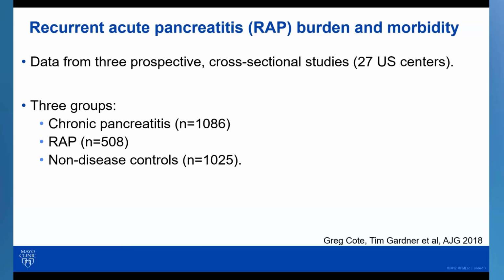certain cases. And here's a study that actually looked at that in terms of understanding mental health impairment and physical health impairment from simple recurrent acute pancreatitis against chronic pancreatitis. So they've collected data from patients who have had recurrent acute pancreatitis and those who have had chronic pancreatitis against non-disease controls. And this is a sizable cohort.